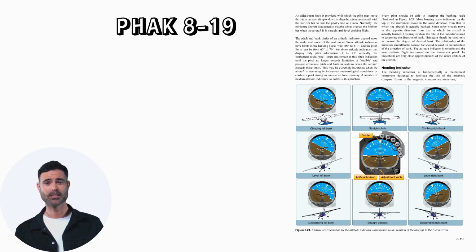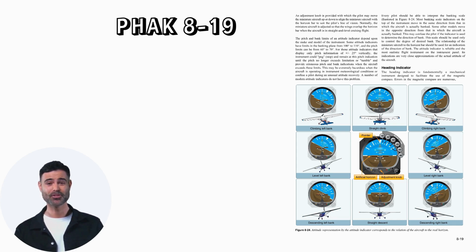The pitch and bank limits of an attitude indicator depend upon the make and model of the instrument. Some attitude indicators have limits in the banking plane from 100 degrees to 110 degrees, and the pitch limits can be from 60 degrees to 70 degrees. For those attitude indicators that display only pitch information of plus or minus 25 degrees vertically, the instrument could peg, stop, and remain at this pitch indication until the pitch no longer exceeds limitation, or tumble, and provide erroneous pitch and bank indications when the aircraft exceeds these limits.